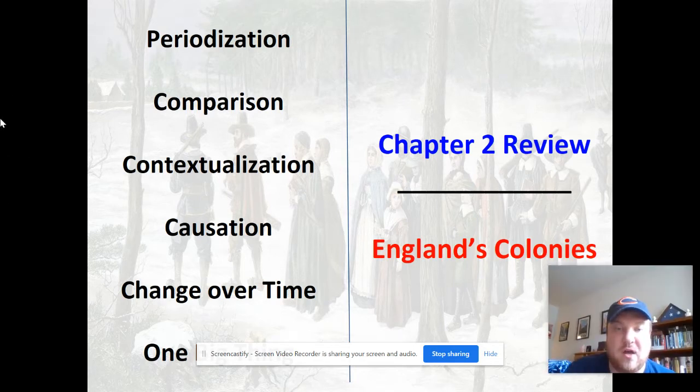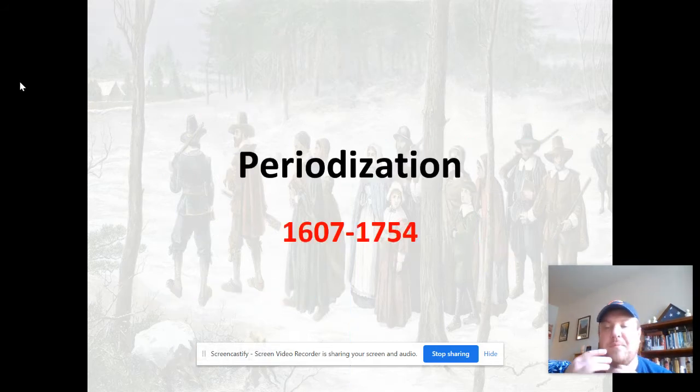So first off, periodization. Why does the textbook go from 1607 to 1754? Well, hopefully you remember 1607, big date. It's the date of the establishment of Jamestown, Virginia, which is going to be the longest continuously inhabited British colony in North America. And then 1754 is going to be the start of the French and Indian War, where we're really going to begin to break away even farther from England until eventually the Declaration of Independence.